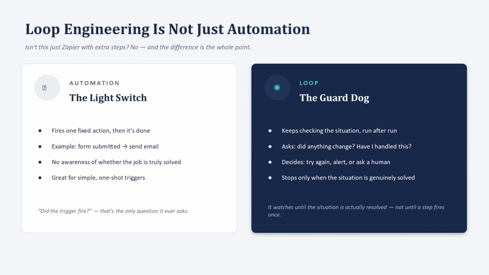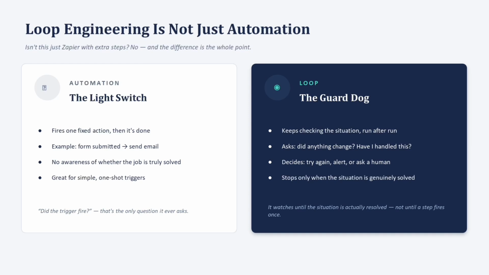Then there is no awareness of whether the job is really solved. You don't know whether the things are really done or not. If you fill in the form and submit, there is no guarantee that the email is sent or not. You are only in the back room, you have no idea. Then it is great for a simple one-shot trigger. It is good for very simple tasks, and for a one-shot trigger it is quite good.